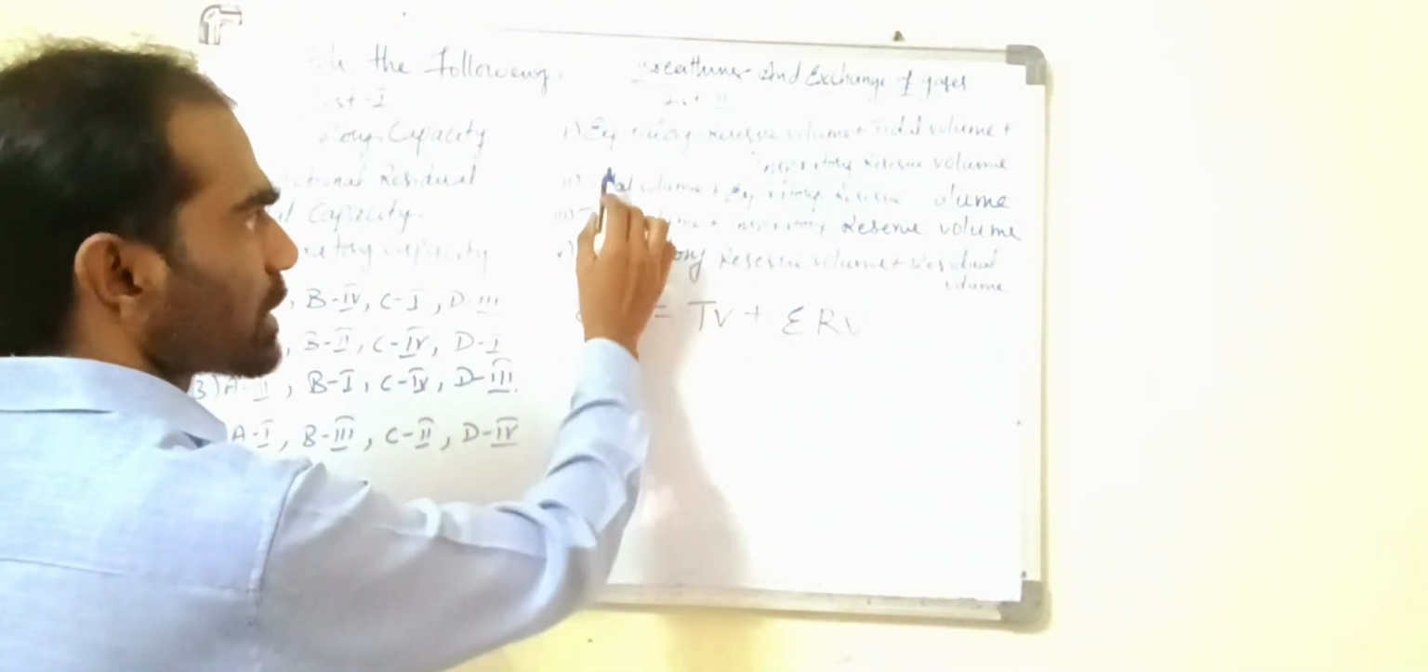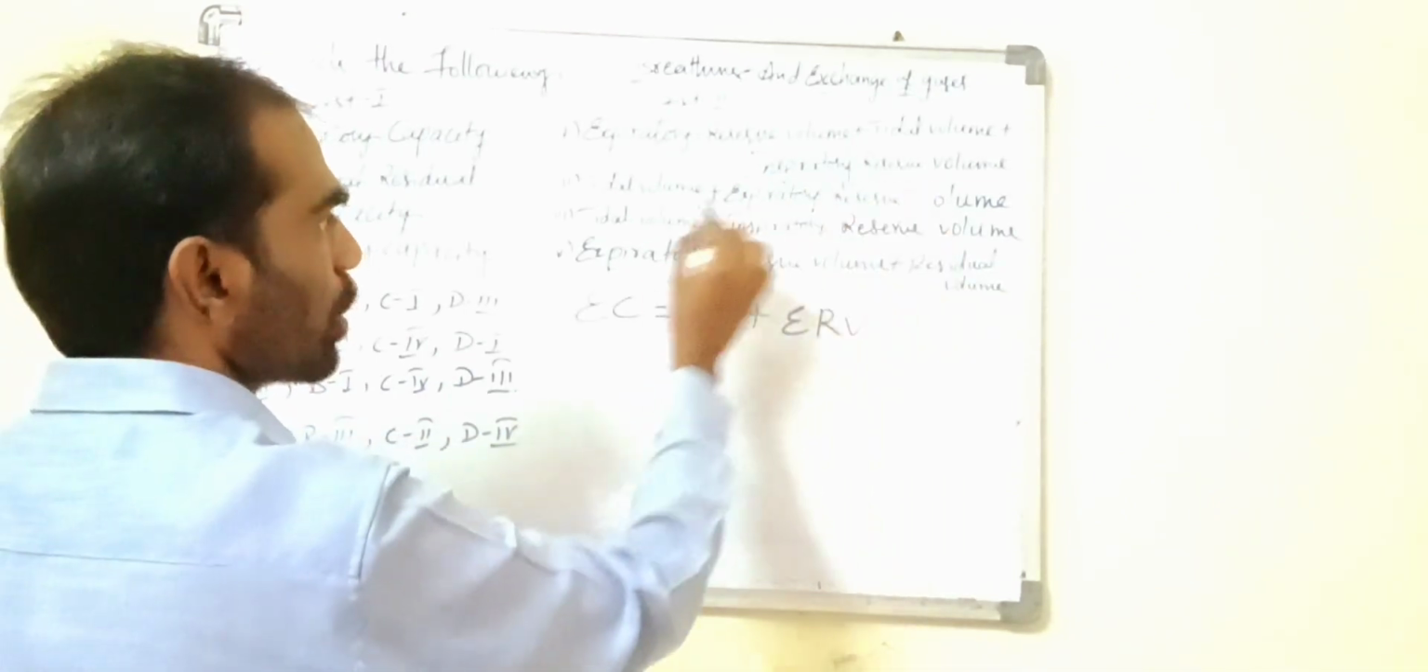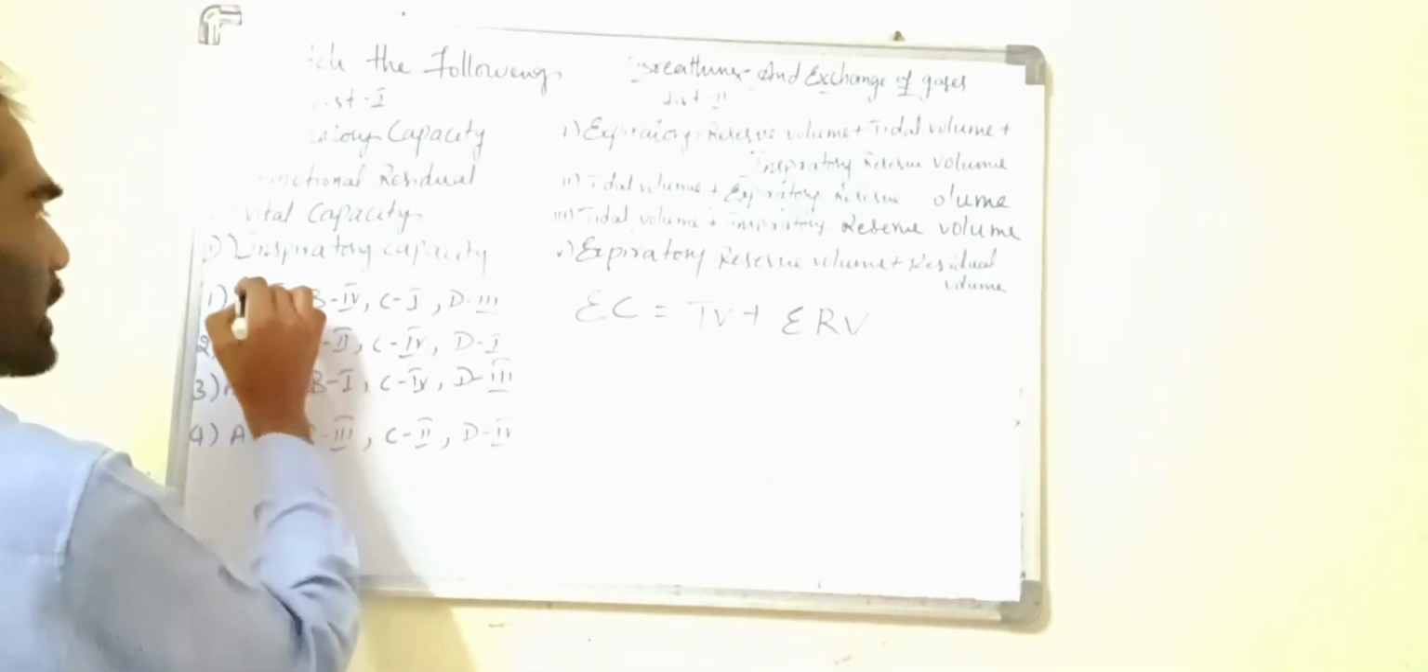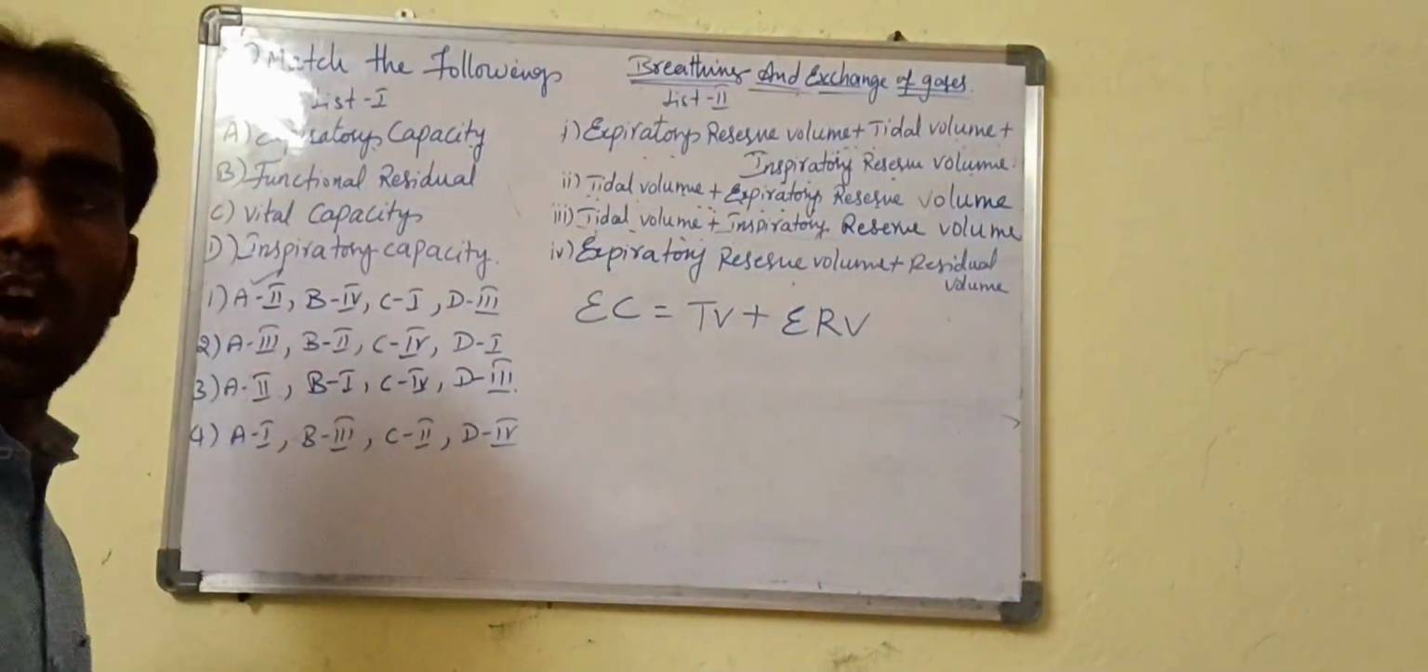You can see the options. Expiratory reserve volume, tidal volume. No, it is tidal volume and expiratory reserve volume. Now it is 2, so option 2 is correct here. A tallies with option 2.